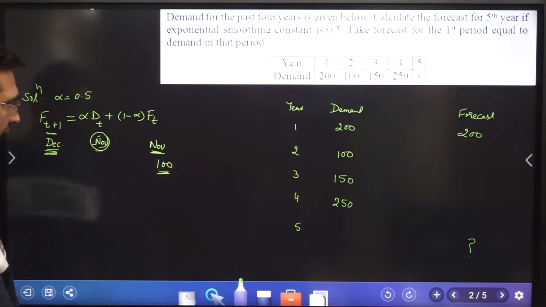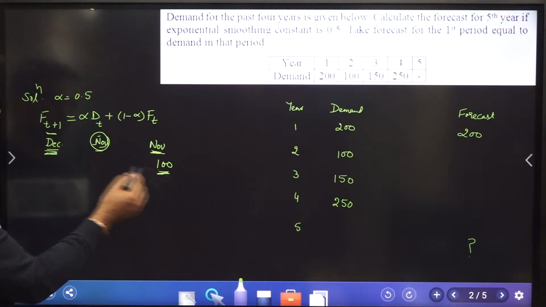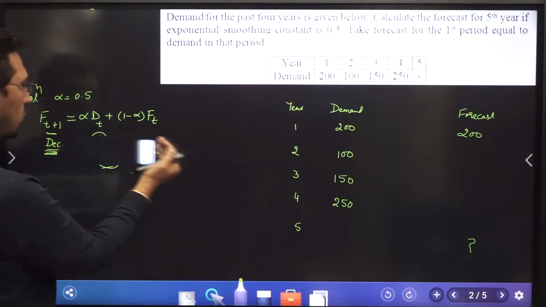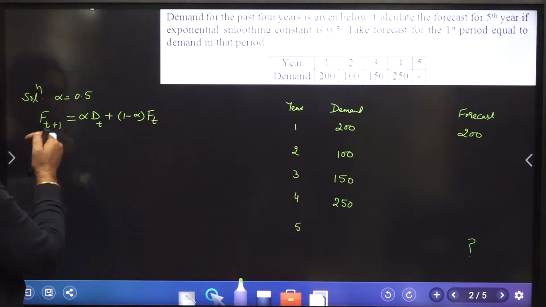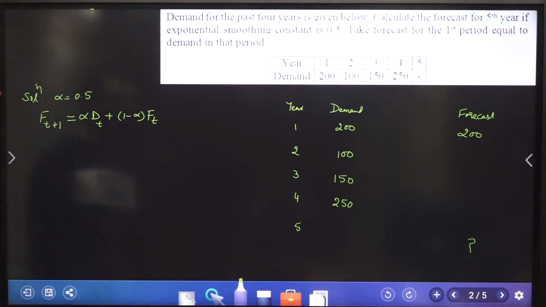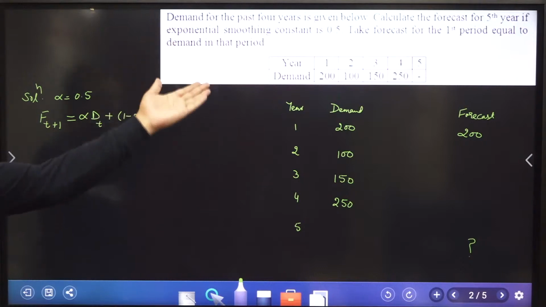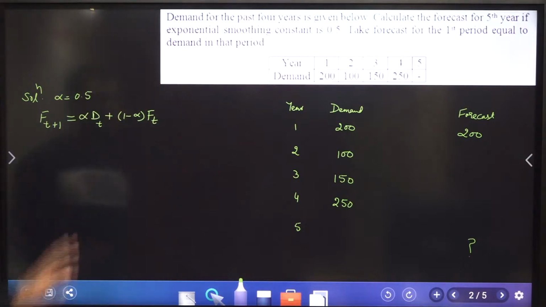But actually, at the end of November, I will come to know whether I sold 100 or 102, 105, or how much I sold. That is the meaning of this. So this you already know, and alpha is the exponential smoothing constant. So it means when for any particular period, when I want to forecast, then simply I need to have the demand, actual demand, and the forecast data of previous month. That's all, or previous year, or previous period, whatever and you can calculate that.